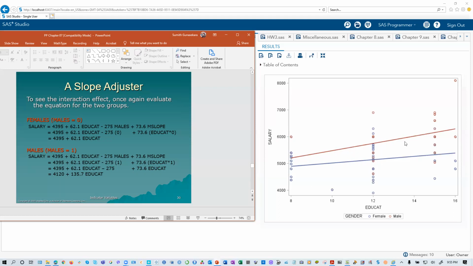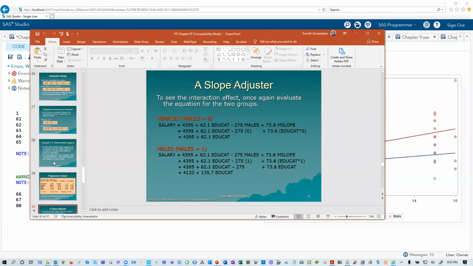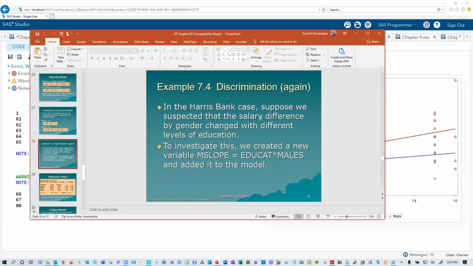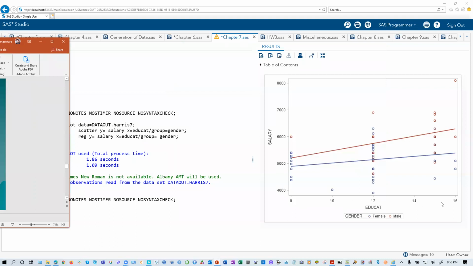There's the rate of change of salary with respect to education. Or you can say that the salary increment per one extra year of experience for male and female is not going to be the same. Earlier it's the same. Why is it not the same now? Because there's an interaction term, because we suspected that the salary difference by gender will again change with different levels of education. They change. Look at them.